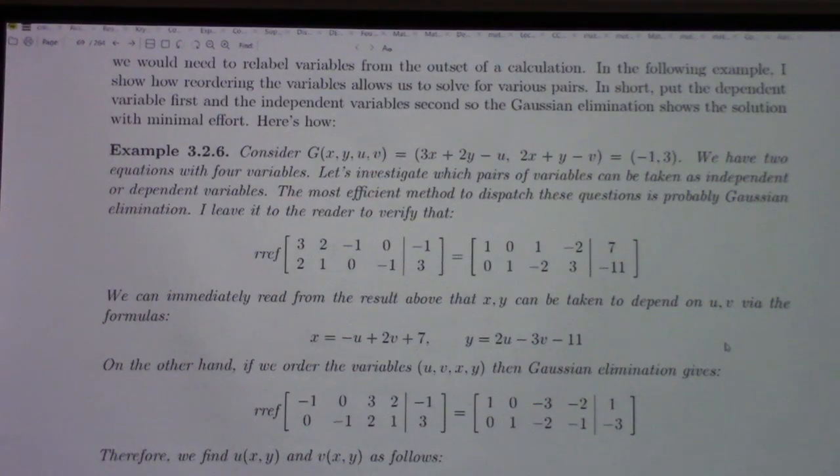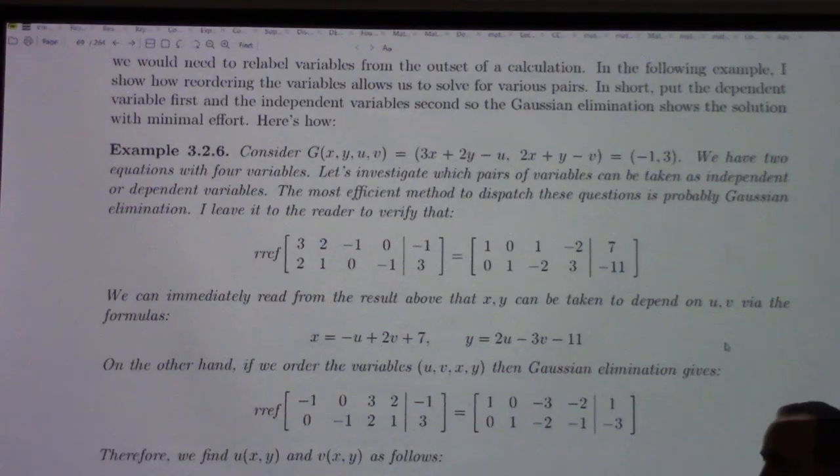There you go. What's that arrow doing there? Nice follow-up. I like it. All right. Now, check it out, though. What if we switch the order of the variables around? So instead of doing x, y, u, v, what if I did u, v, x, y?